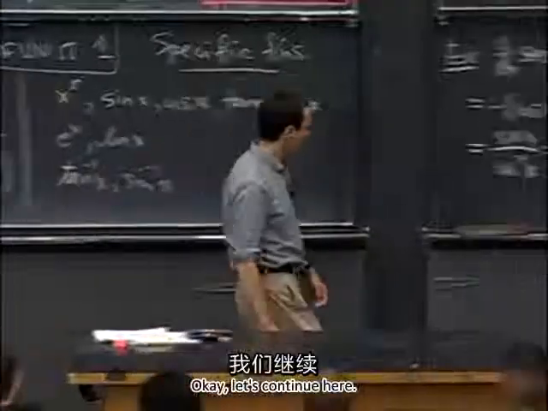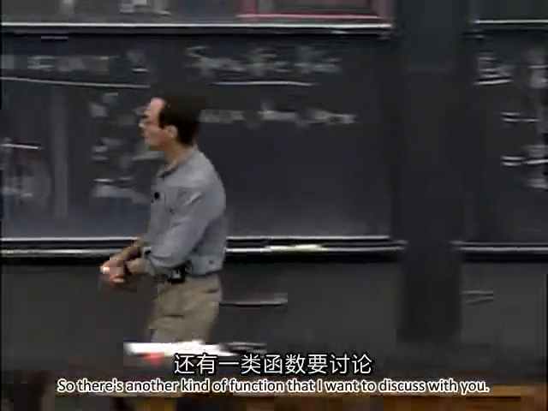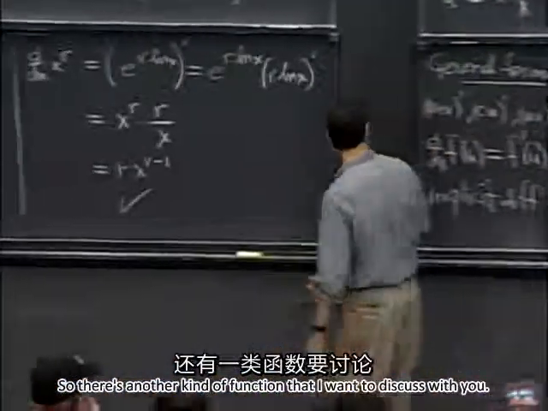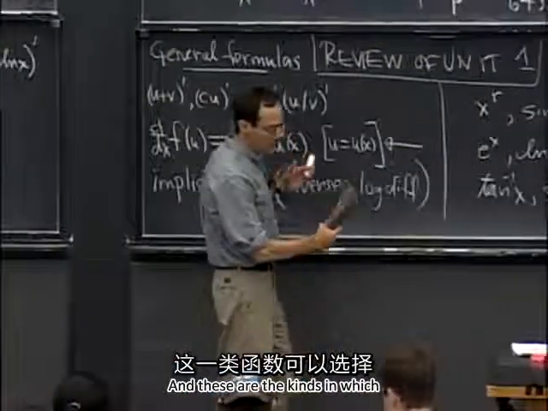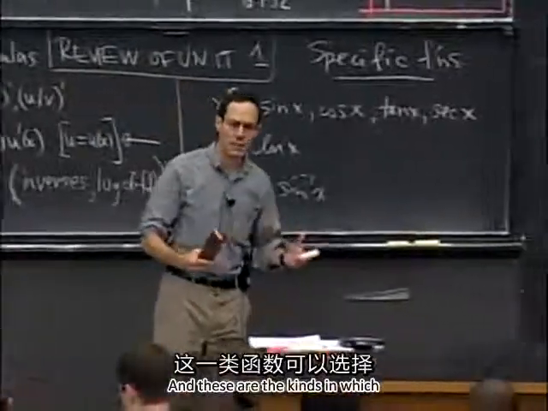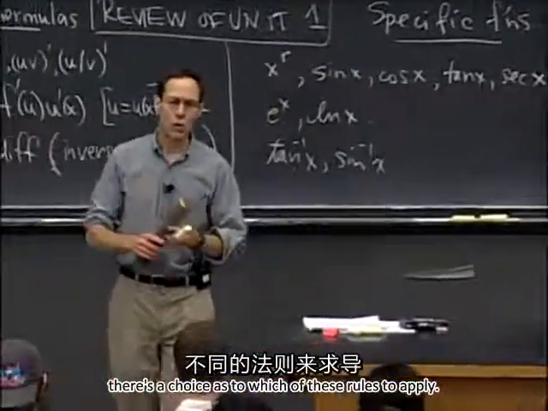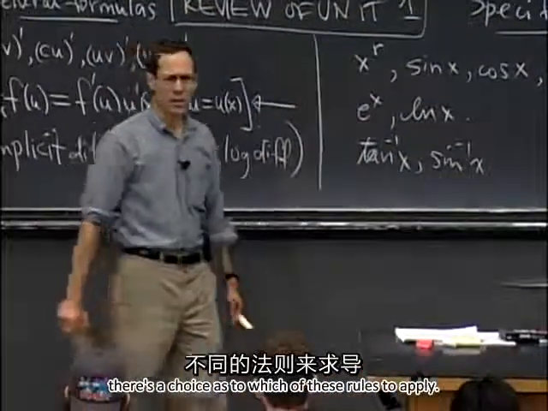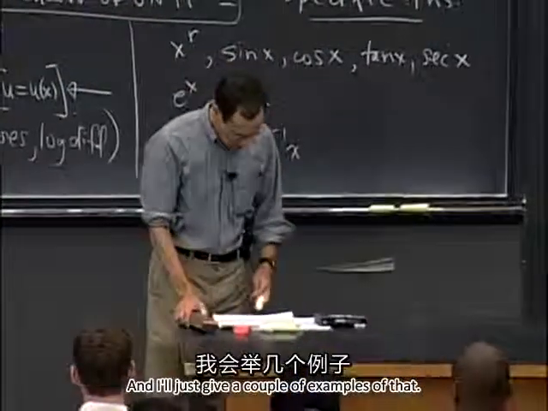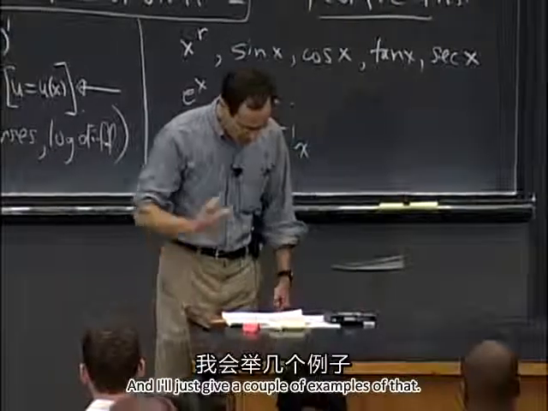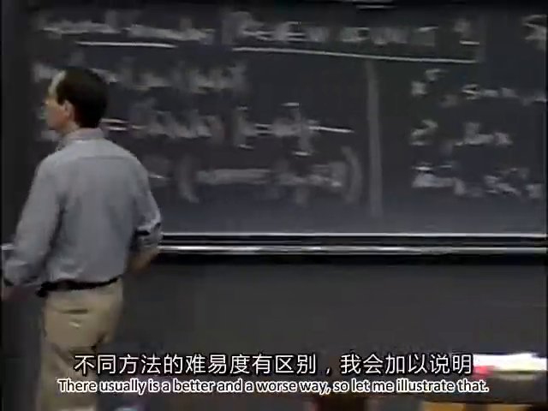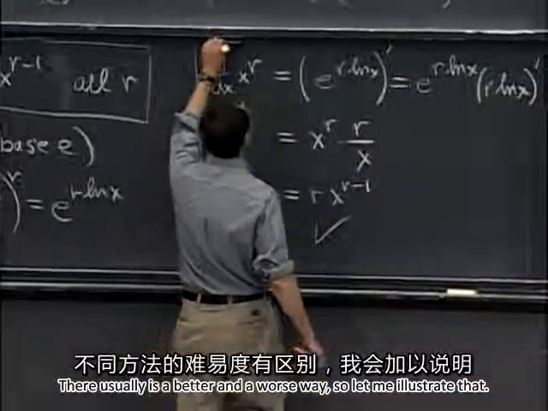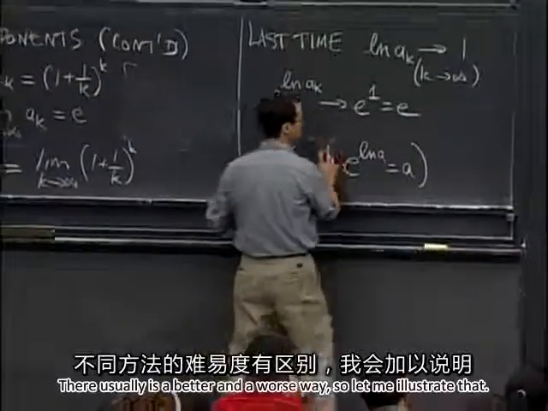Okay, so let's continue here. Now there's another kind of function that I want to discuss, and these are the kinds in which there's a choice as to which of these rules to apply. I'll just give a couple of examples of that. There usually is a better and a worse way, so let me illustrate that.